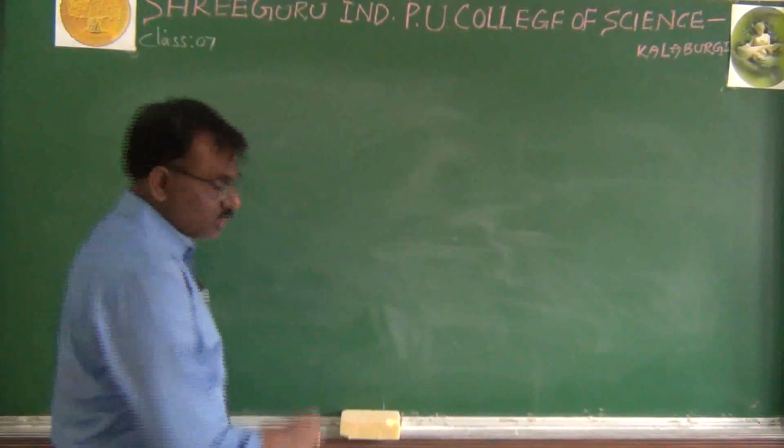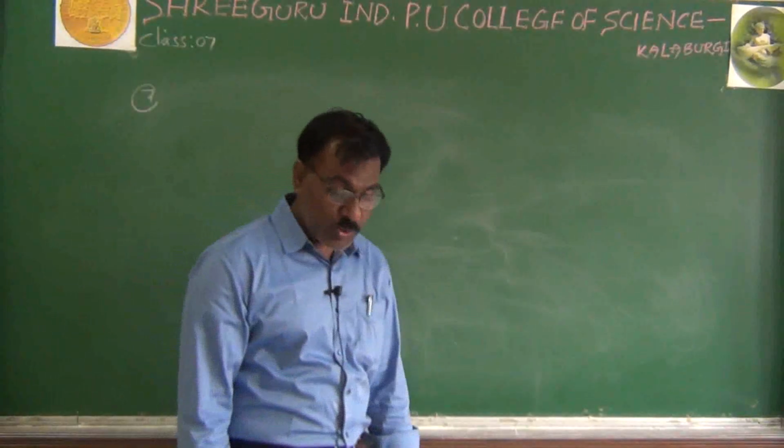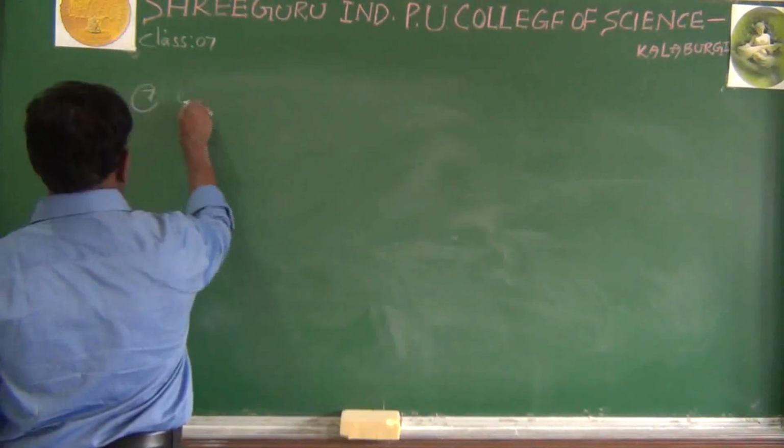Now what is next? The seventh definition, number 7, is the exponential function. What is called exponential?